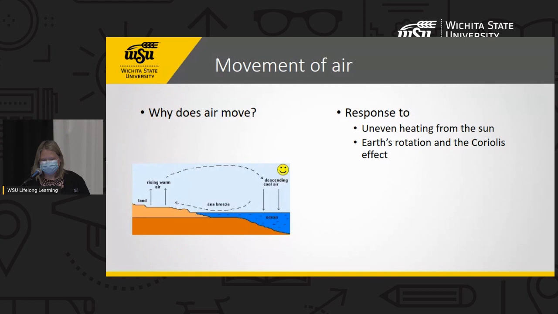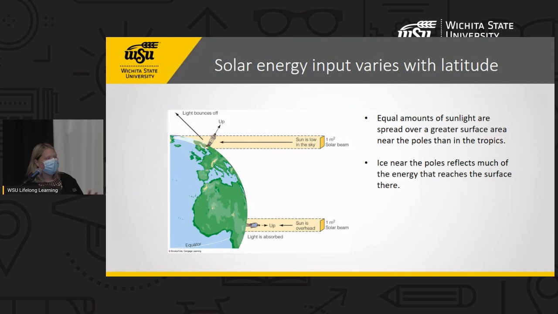So where are we getting the heat from? We probably already all know we're getting our heat from the sun. And it's warmer at the equator and colder at the poles. We generally think it's colder at the poles because it's farther away from the sun. And although that's true, there's a little more to it than that.